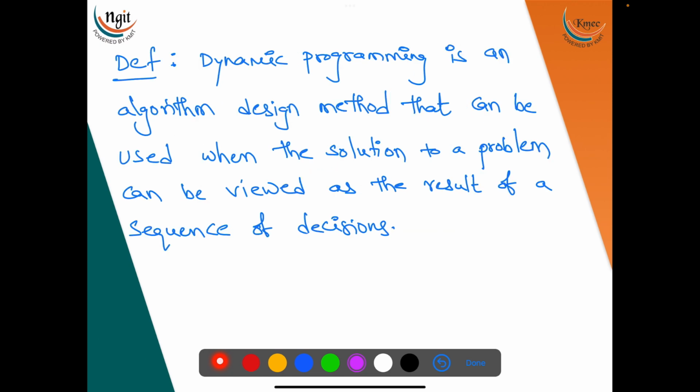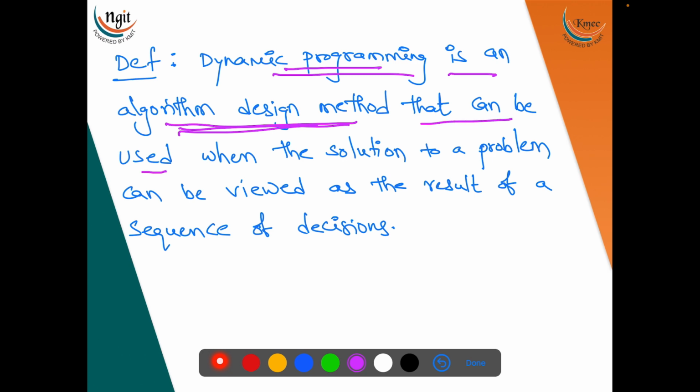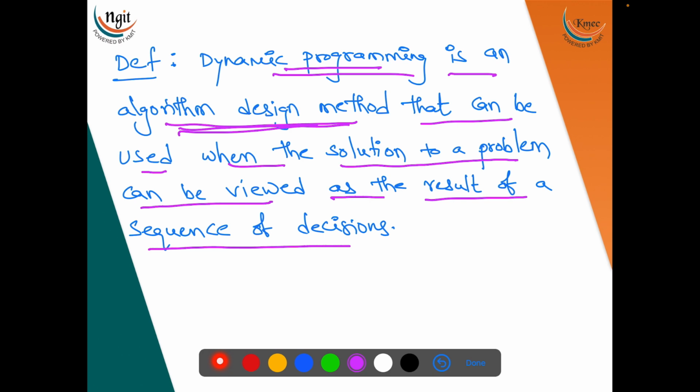Now the basic definition: dynamic programming is an algorithm design method. In the same way we discussed that greedy method is also an algorithm design method. Dynamic programming is an algorithm technique to apply on computational problems to get the best solution. So what is the uniqueness of dynamic programming? This method can be used when the solution to a problem can be viewed as the result of a sequence of decisions. This is the definition of dynamic programming, and keep this term in mind: sequence of decisions.